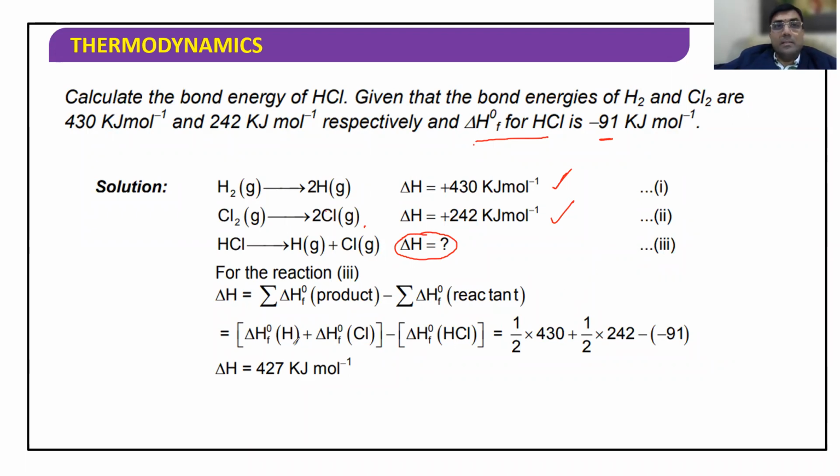Are you following? Okay. Bond formation, listen carefully. These are the bond formations you have taken. That is the reason why you have to take products minus reactants. So calculate it. Half into 430. Similarly, half into 242, this one.